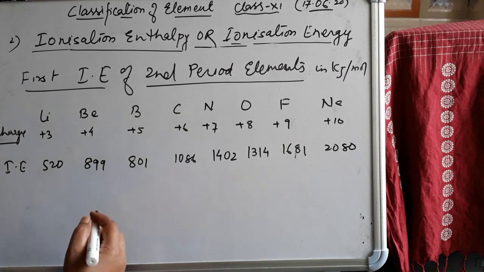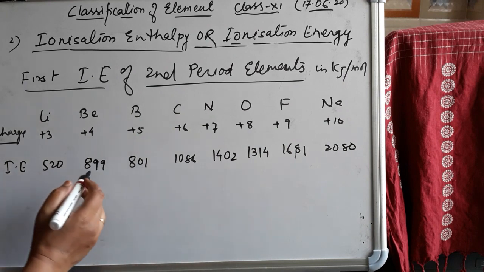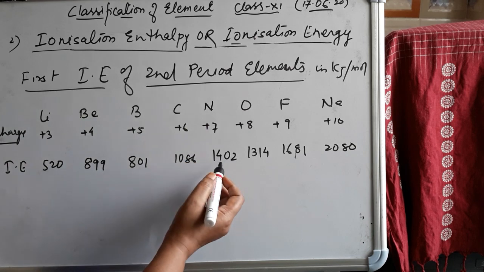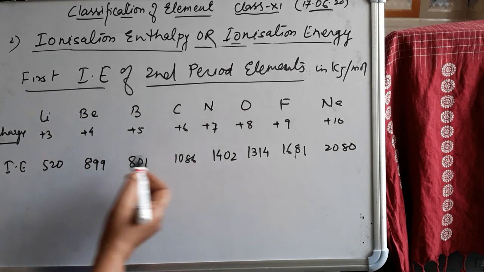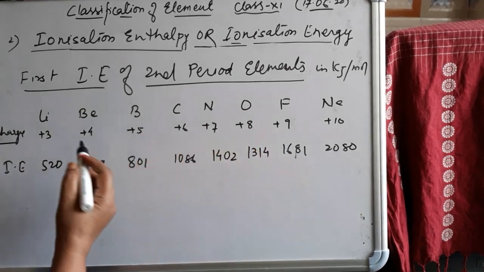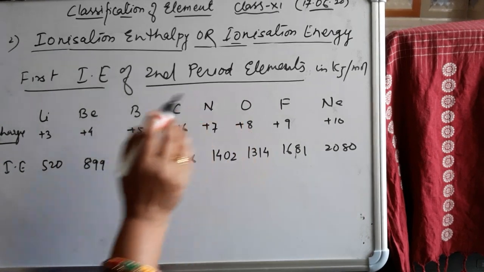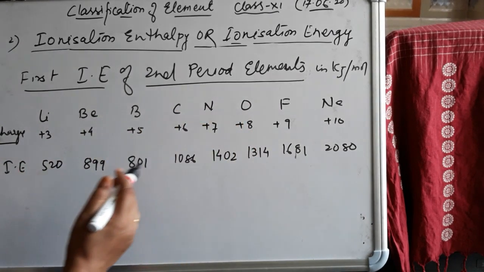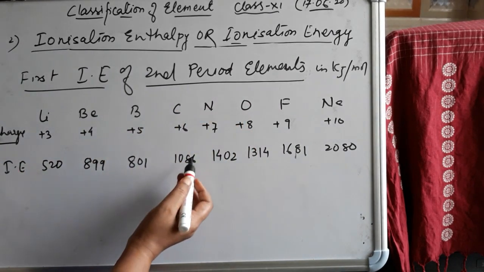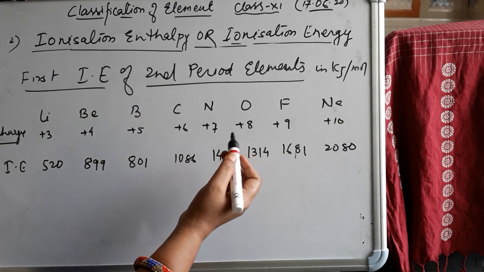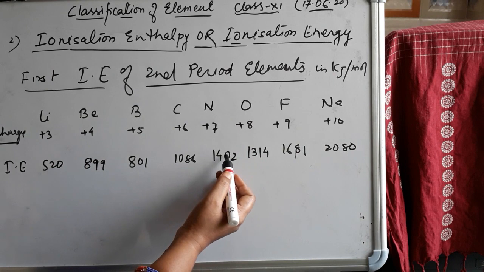We will discuss later on why the ionization enthalpy of beryllium is greater than boron and why the enthalpy of nitrogen is greater than oxygen, because as we discussed, when we move left to right in a period, the size of atom decreases, so the enthalpy increases. That means the enthalpy of oxygen must be greater than the enthalpy of nitrogen.